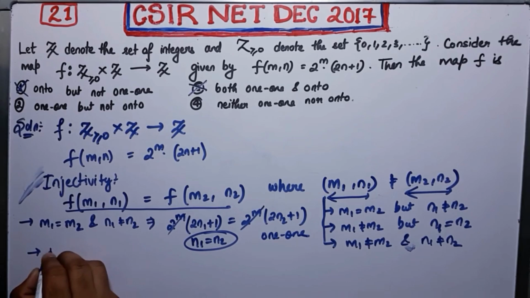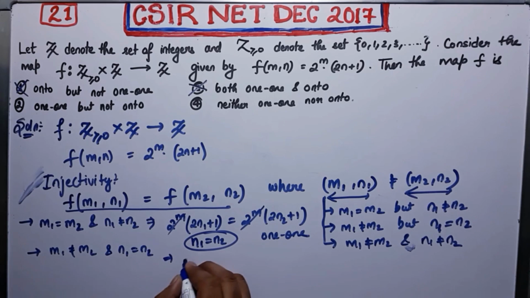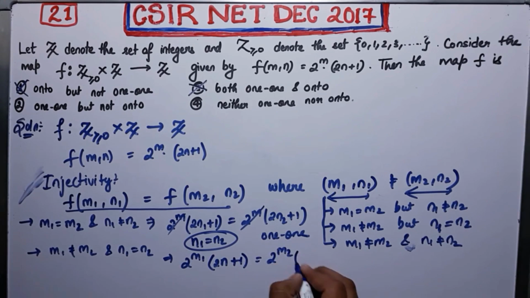Now case number 2, suppose m1 is not equal to m2 and n1 is equal to n2. Okay, then what will happen? Okay, see, I will write n here instead of n1, because they are equal.